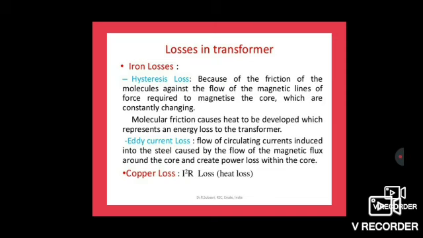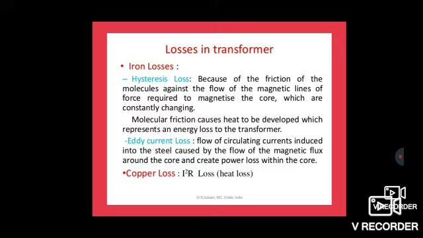Let us discuss the losses in the transformer. There are two types of losses. One is iron loss, another one is copper loss. Iron loss has two types. One is hysteresis loss, another one is eddy current loss. Because of the friction of the molecules against the flow of magnetic lines of force required to magnetize the core, which are constantly changing, heat is developed which represents an energy loss to the transformer. That is called hysteresis loss.